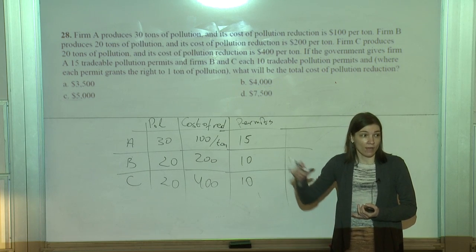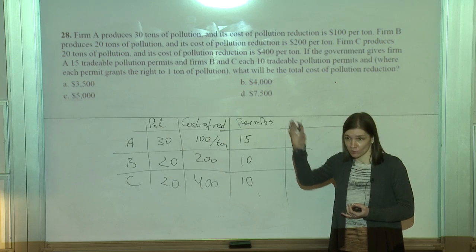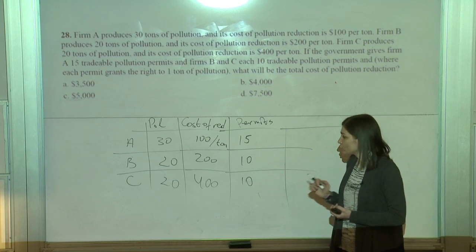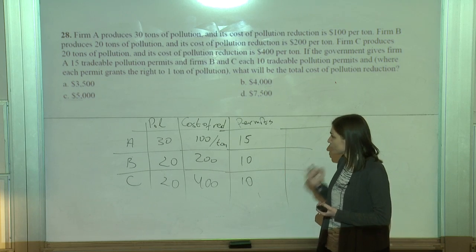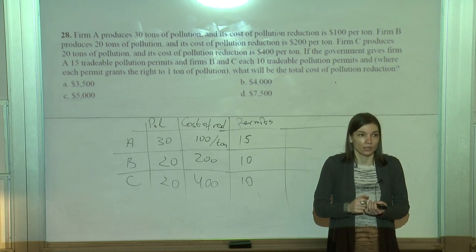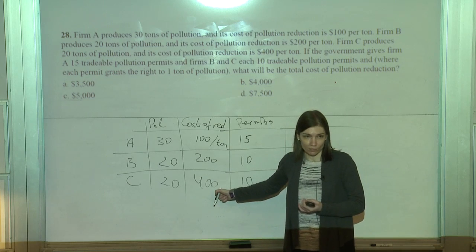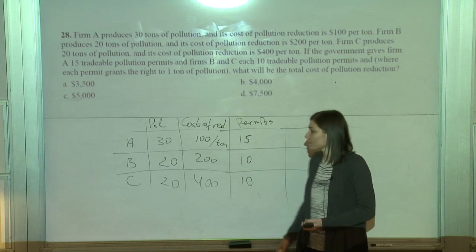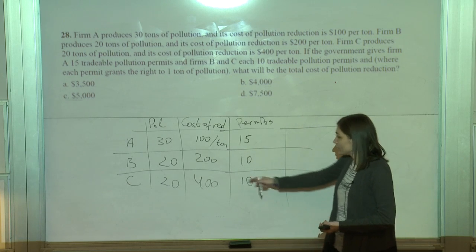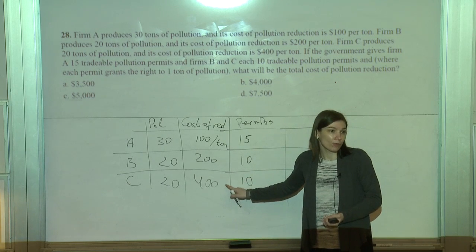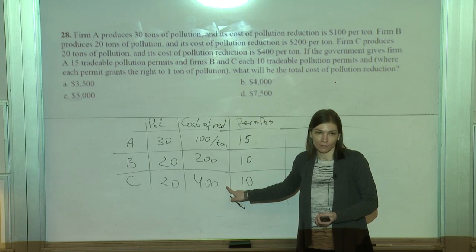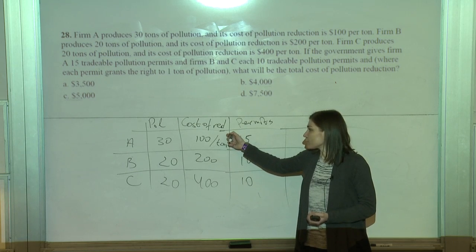Right. So they have tradable permits, right? So they can trade with each other. Correct? And who do you think is going to want to buy the permits the most? C, right? Because for them it's so expensive to reduce pollution that they would want to have as many permits as they can get. And they'll be willing to pay a lot for it too, right? They'll be willing to pay up to $400 per permit.